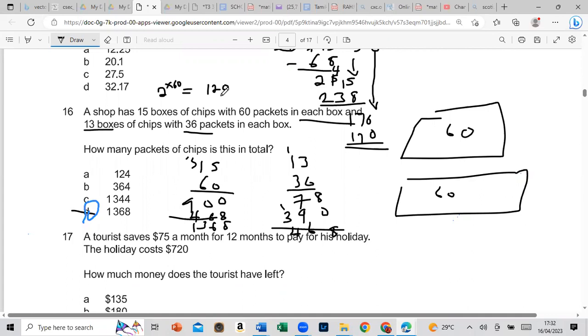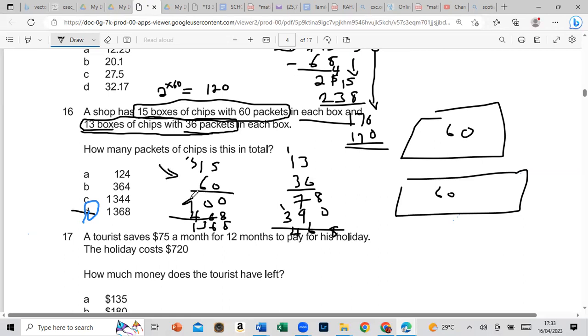Sir, I did multiply 15 by 60. You see, these 15 boxes contain 60 each, but I didn't get the same answer for some reason. It also said there are 13 boxes of chips with 36 in each box. So what we have to do is find out how many in all in the 15 boxes, and then find out how many in all in the 13 boxes. That's what we did here.